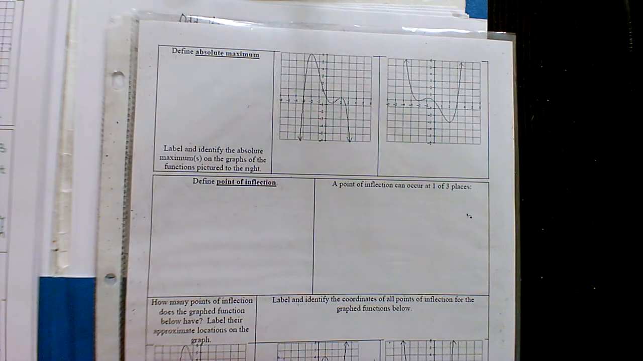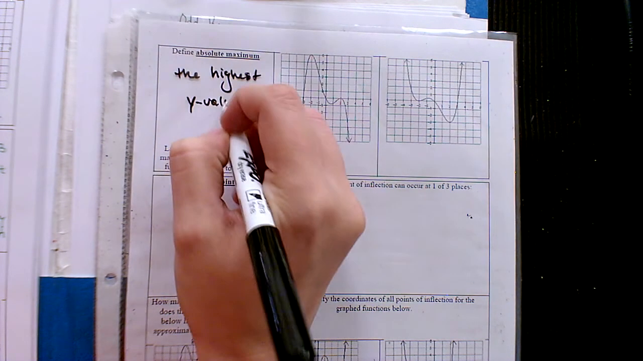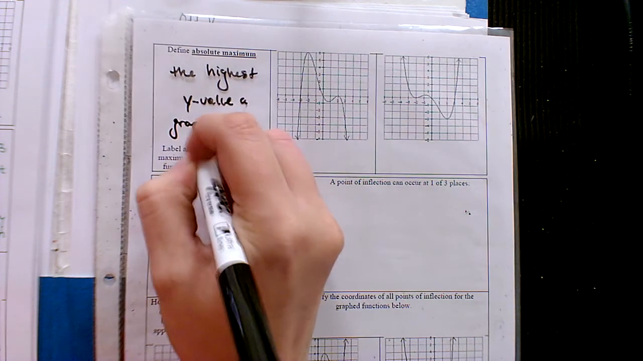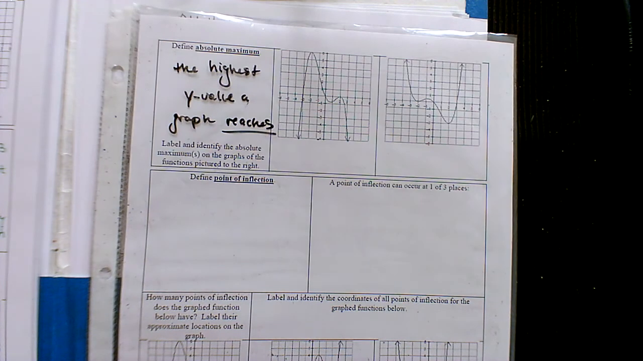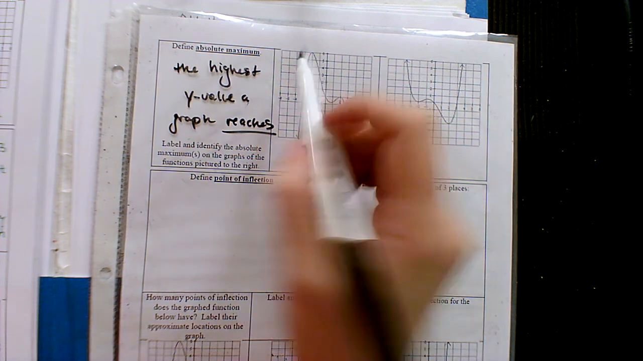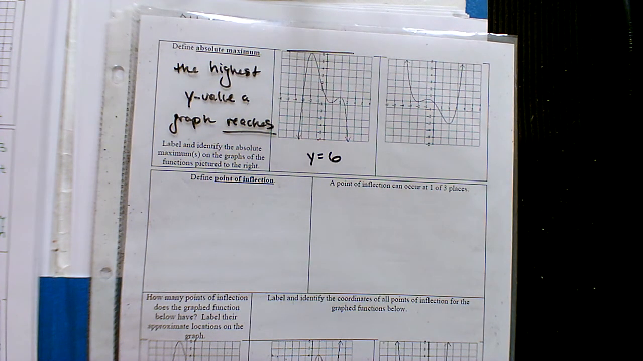Okay, what if we have an absolute max? This time we want the highest y value a graph reaches. What about our first example? Is there a highest height? 6, looks good. So y equals 6 is our absolute maximum value.